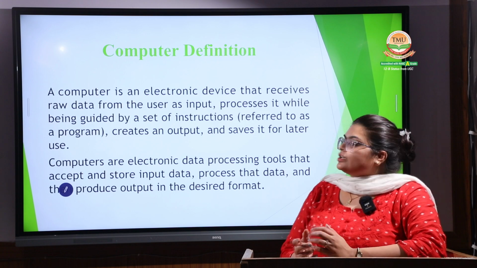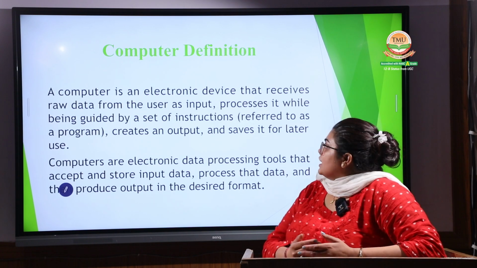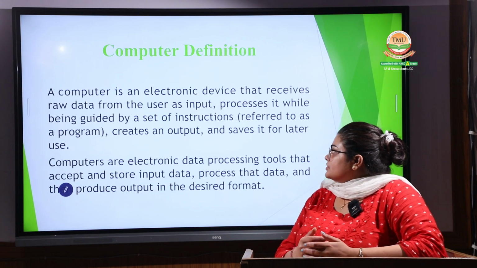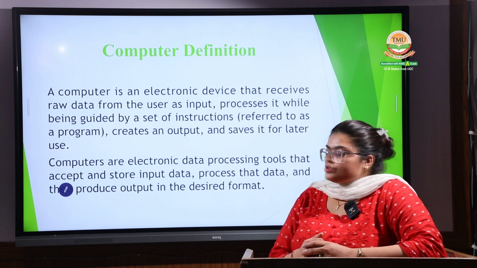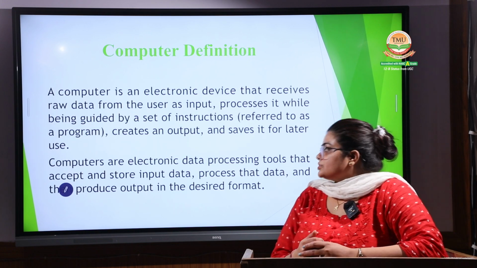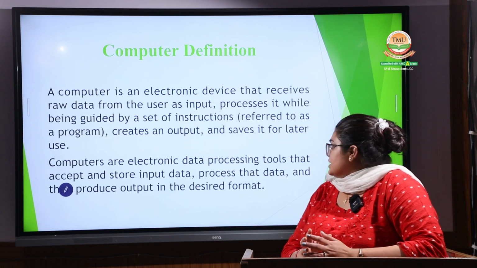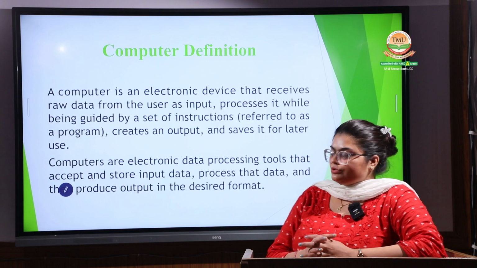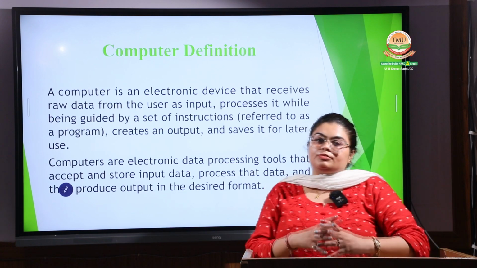Computer is an electronic device that receives raw data from the user as an input, processes it while being guided by a set of instructions known as programs, which creates an output and saves it for later use. Or we can say computer is an electronic data processing tool that accepts and stores input data, processes the data, and produces output in the desired format.